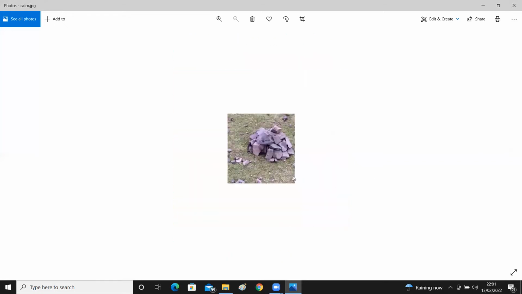So I was talking earlier about a cairn. This is one that I did an example of when I was on Arthur's Seat.